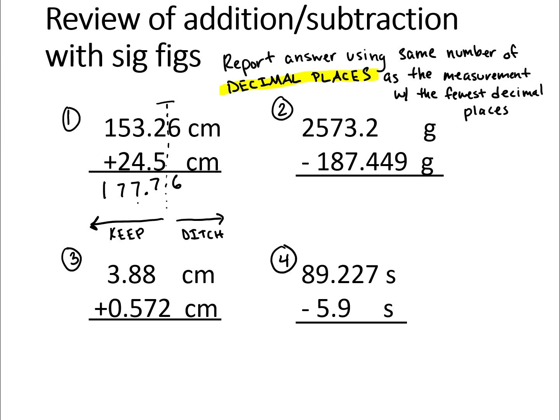Everything on the left-hand side of this dotted line I'm going to keep, which means that I need to round this last 7. I'm going to look at the 6, and that's definitely 5 or greater. So my actual answer, which I'll write in red, is 177.8 centimeters. You ready to do the rest of these problems on your own? Or do you need me to go through that example again?